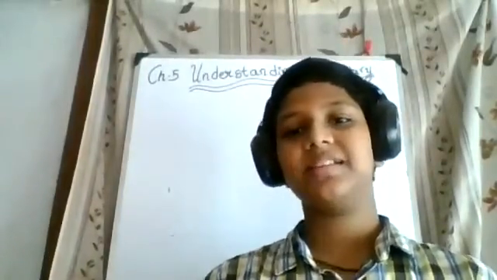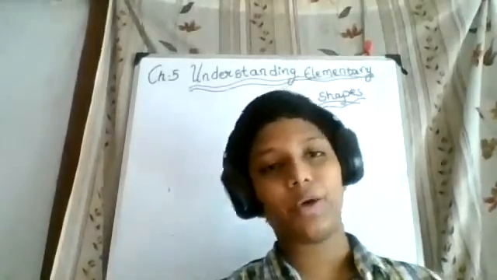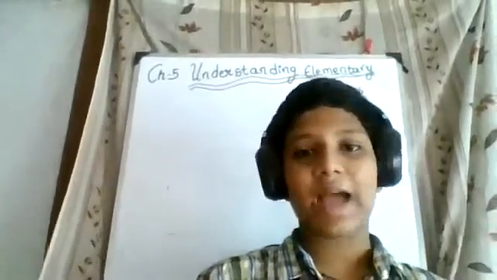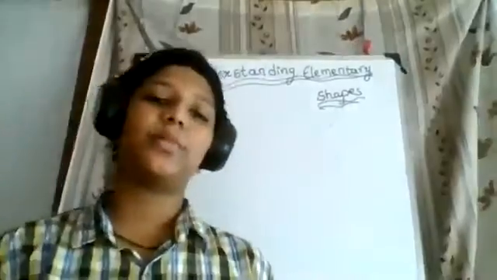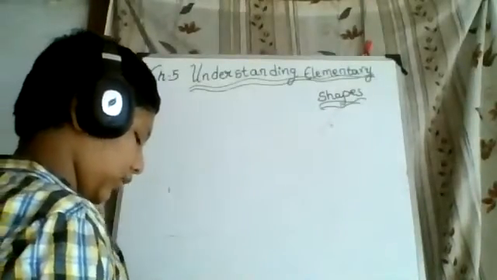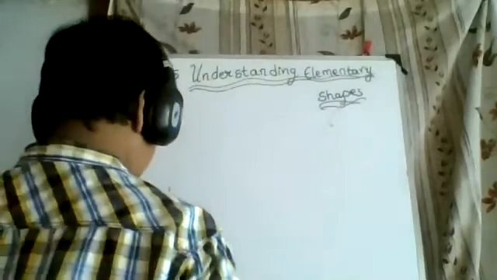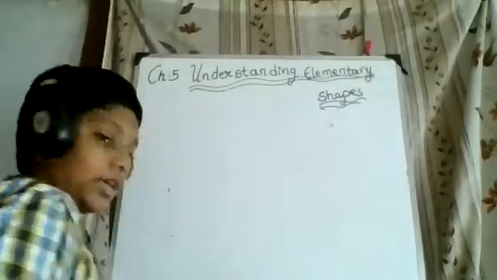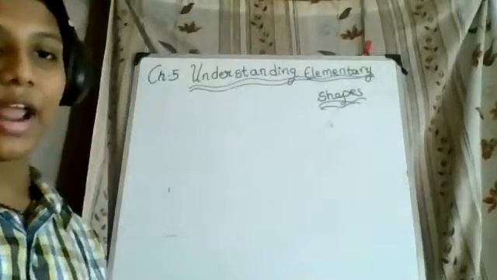In last class, we had discussed about perpendicular lines. We are discussing chapter 5, and this class will discuss about classification of triangles.